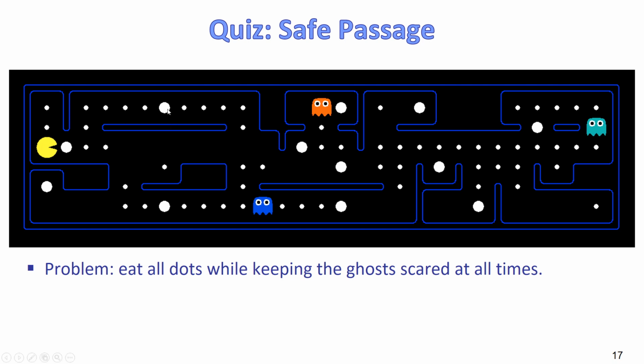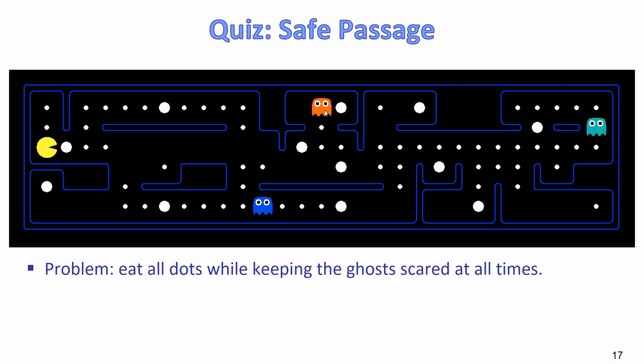So the power dots are the big white dots here. So this is a power dot, this is a power dot, and so on. Whenever Pac-Man eats one of these power dots, the ghosts will be scared. And they will be scared for some specific time. Let's say constant time. Let's say 10 seconds, for example. All of them will get scared for 10 seconds. And when they become scared, Pac-Man can kill them by just getting into their position.